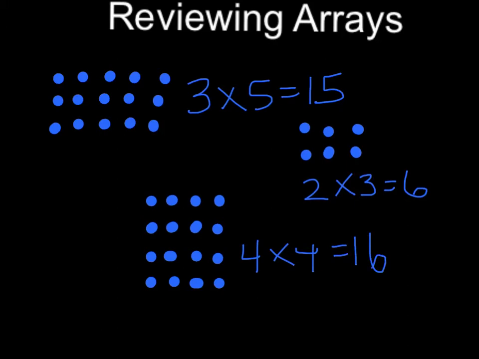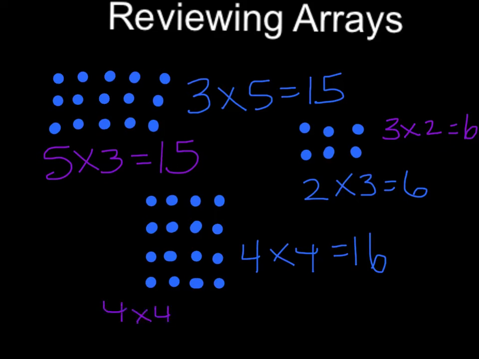Can you use the turnaround rule on any of these problems and still get the same answer? If you answered yes, you are absolutely right. The turnaround rule on this first array looks like 5 times 3, which still equals 15. The turnaround rule for this small array is 3 times 2 equals 6. The turnaround rule for our final array is 4 times 4 equals 16. This one doesn't look any different because in this one the rows and columns are the same size.